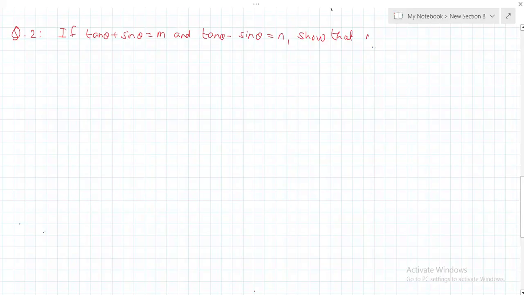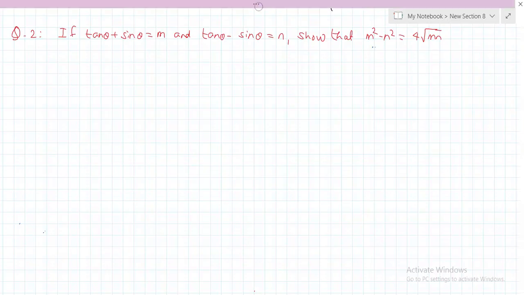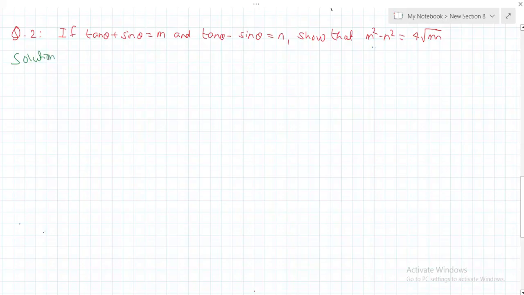then prove that m square minus n square equal to 4 root mn. Now let us see how can we solve this. Solution. Here is given tan theta plus sin theta equal to m, and similarly tan theta minus sin theta equal to n.